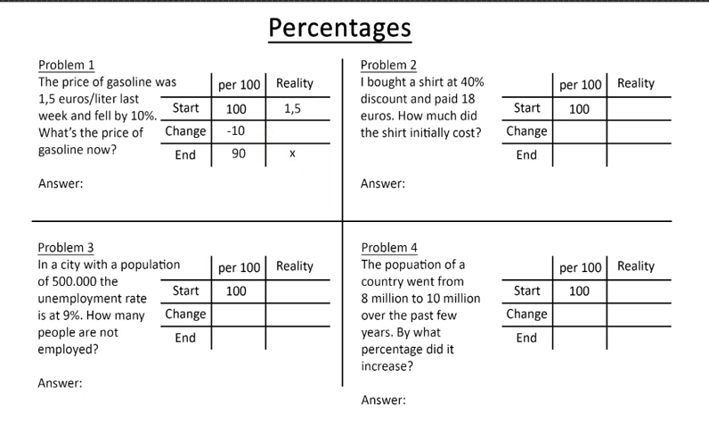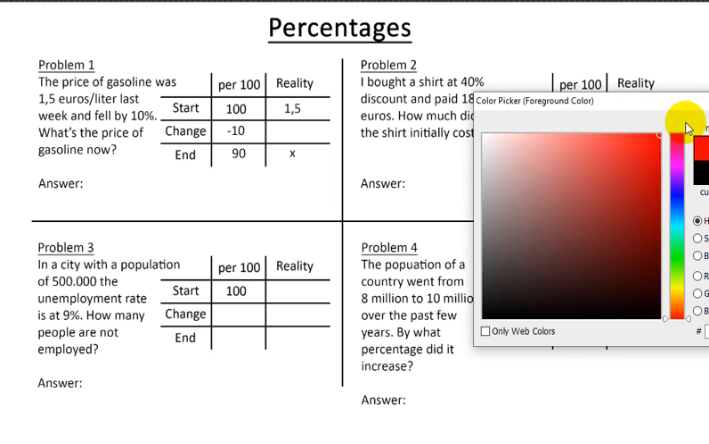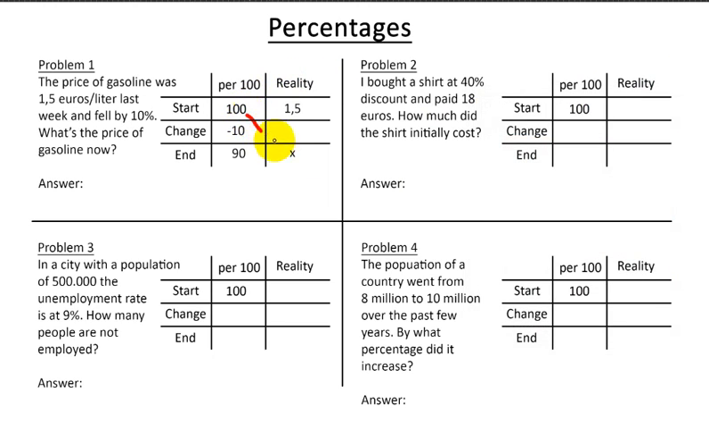Like last week, we take the cross product of these two. Let's get some red. We take this cross product. So 100x must be equal to 90 times 1.5. Okay, great. Which means that 100x needs to be equal to 90 times 1.5.